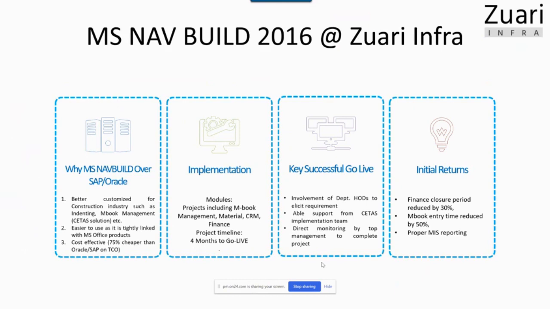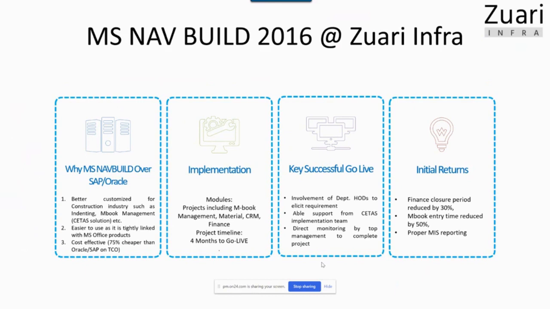One, easier. As you may remember, our business objective was to have a tight integration with IT, because that is more comfortable to use. And thirdly, cost effective. On a total cost of ownership basis, considering our user base and the modules we want to utilize, we found that NAVBuild is around 75% cheaper. It actually came at one-fourth of the cost of the Oracle and SAP products. So these are the main reasons why we have gone for MS NAVBuild.